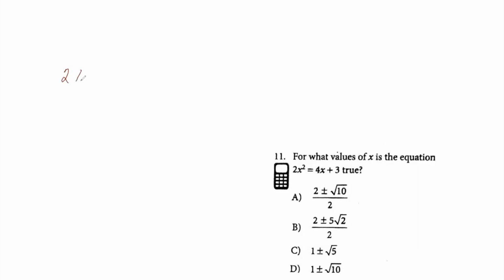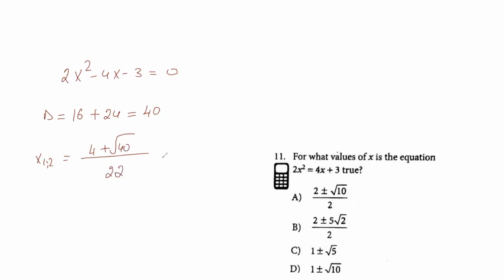In question 11, they just ask for the roots of the quadratic equation. Let's write 2x squared minus 4x minus 3 equals 0. Discriminant is b squared minus 4ac. That's 16 plus 24, which is 40. x1 and x2 are minus b, which is 4, plus or minus the square root of the discriminant, divided by 2a. So it is like 4 plus. Can I write square root of 40 as 2 times square root of 10? Yep. Let's write it 4 plus.